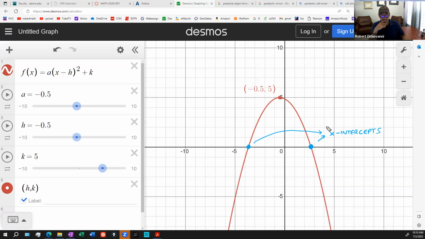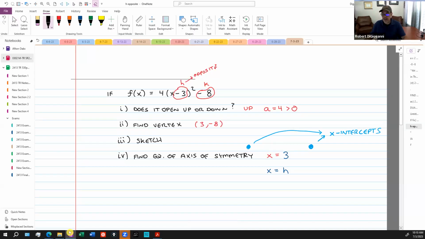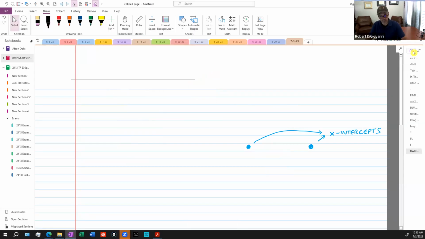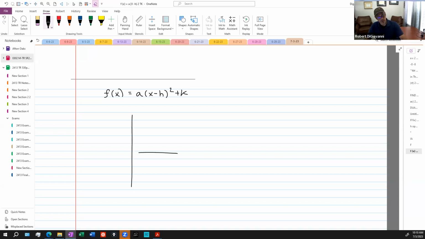So my first question to you to think about here is, let's say that I give you a parabola, f of x equals a times x minus h squared plus k. Let's say I give you a parabola and it's in that form. How many x-intercepts are possible? So let me draw you one scenario. We could have something like this, right? And here we have two x-intercepts, don't we?